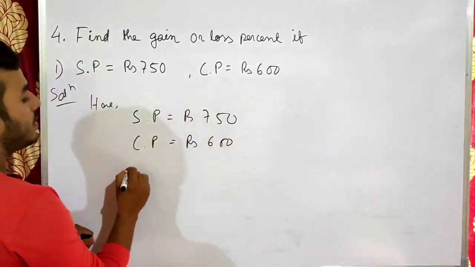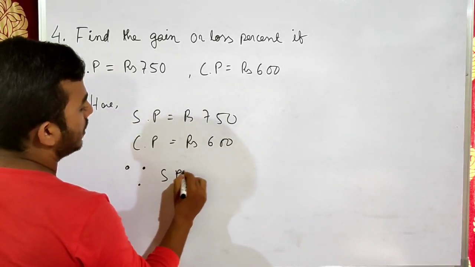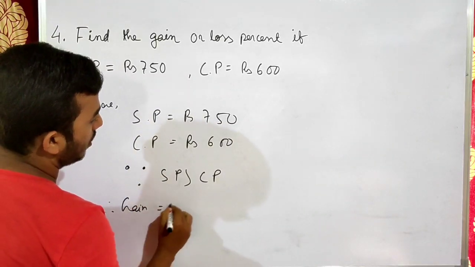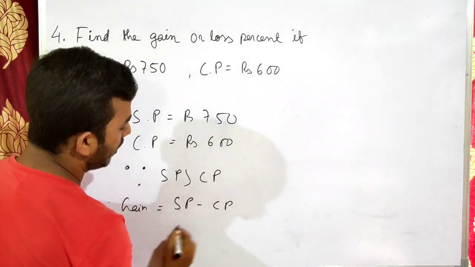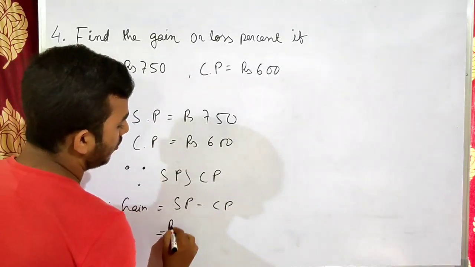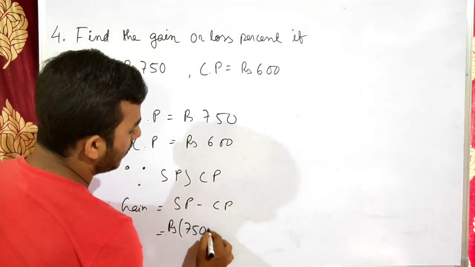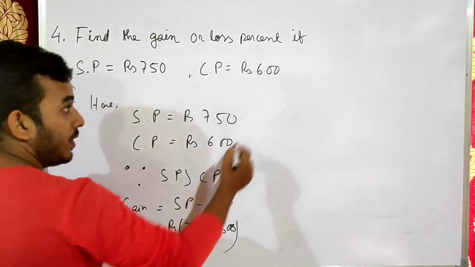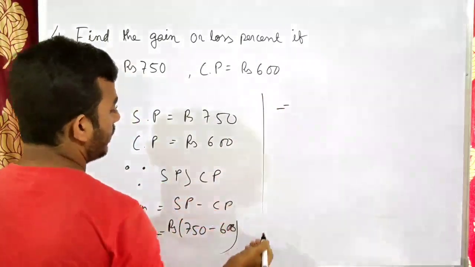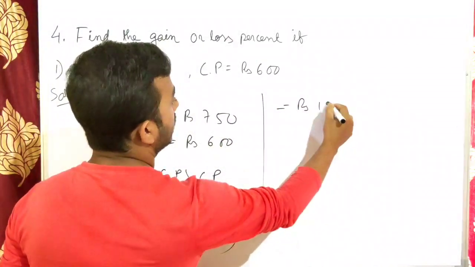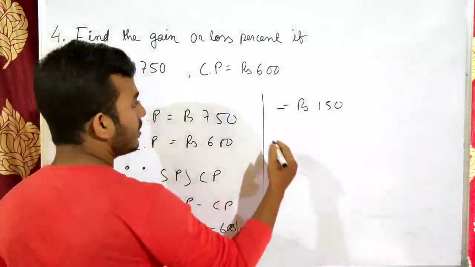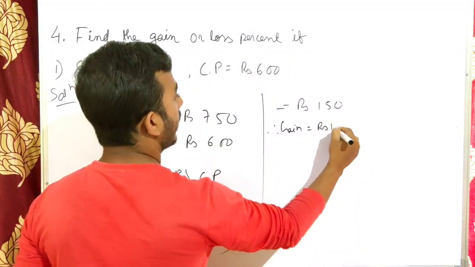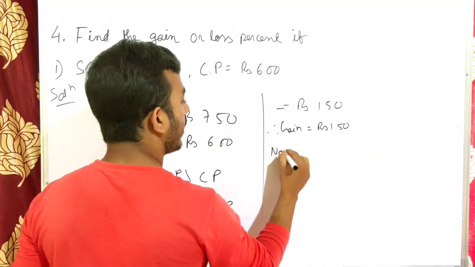Since SP is greater than CP, therefore gain equals SP minus CP. Here SP is rupees 750 minus 600. If we subtract, the result is 150 rupees. Therefore gain equals rupees 150. Now we have to find out the gain percent.